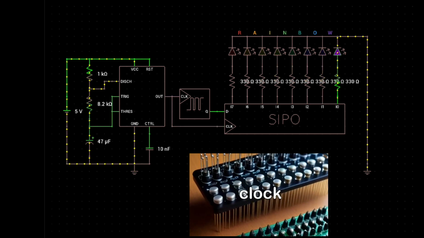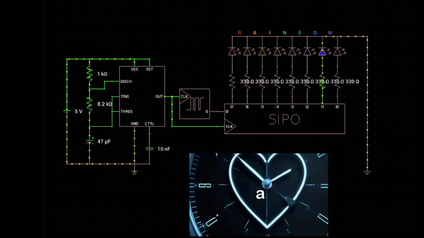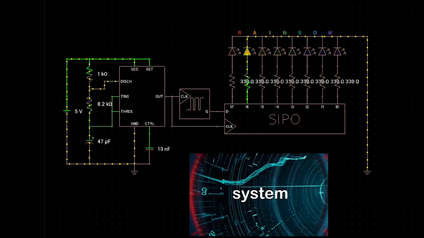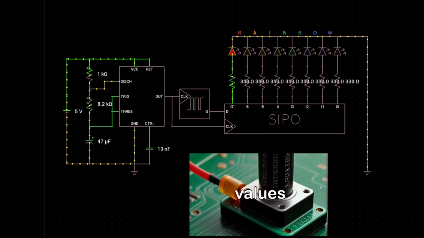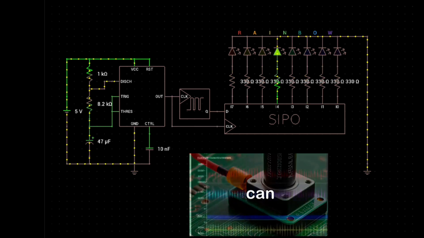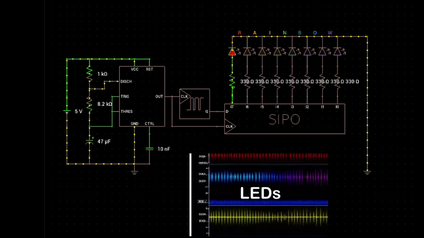In this design, the clock signal is fed into the next block, which is the shift register. You can think of the clock as a heartbeat. With every clock pulse, the system moves forward by one step. By adjusting the resistor or capacitor values in the 555 section, we can make the sequence faster or slower, which directly changes how quickly the LEDs shift.